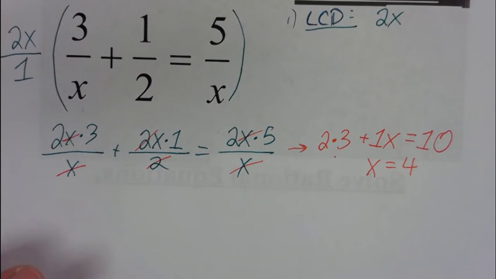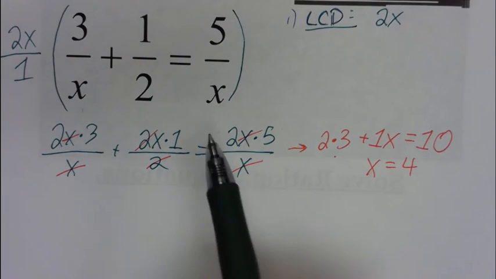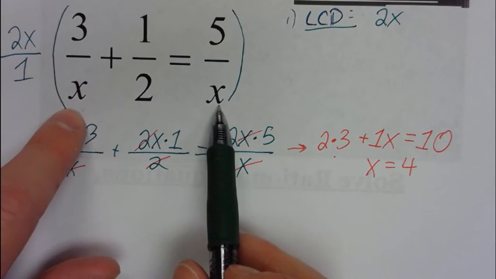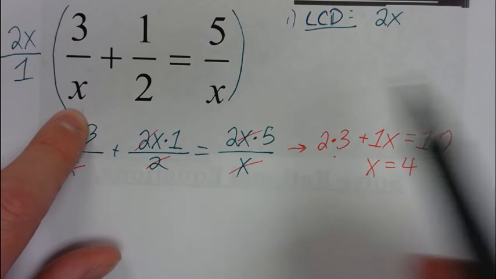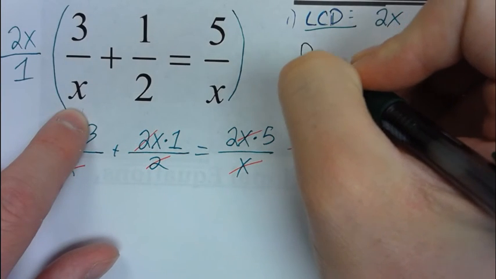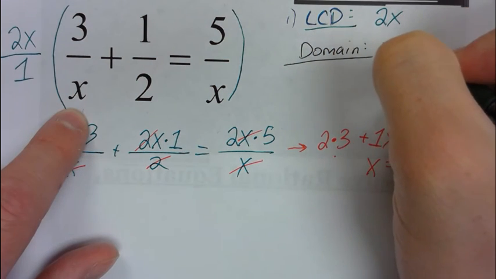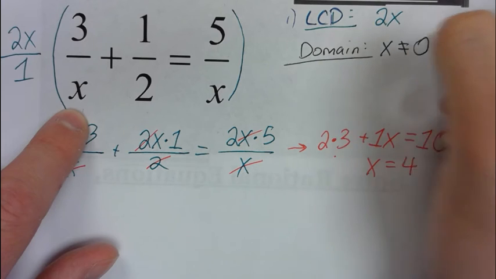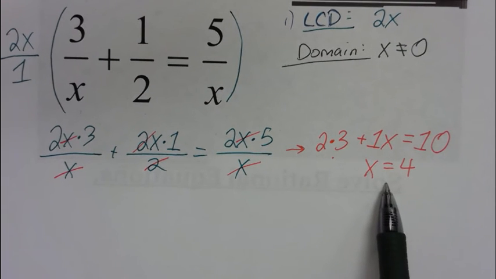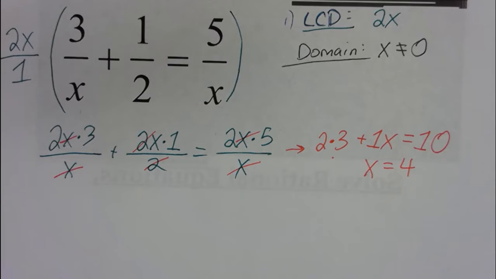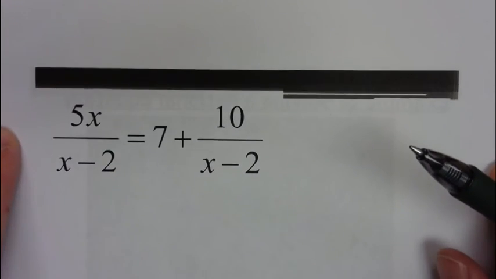Now, something we skipped over a little bit that we want to talk about before we move on is our domain. Before we even started this, we definitely couldn't have x be 0, because then we'd be dividing by 0. So our domain of this equation, our possible answers, is that x just can't be 0. And our answer didn't end up being 0, so that worked out very nicely for us. That allows us to move on to problem number 2. Pretty straightforward first problem to start with.